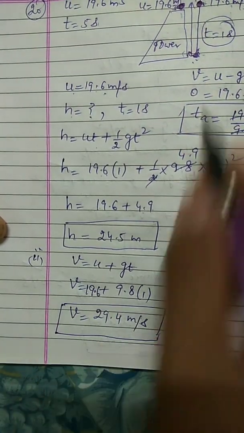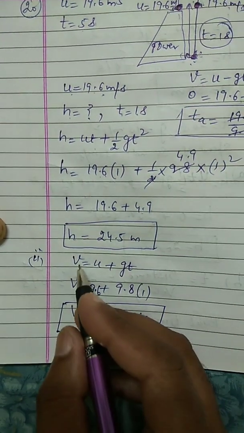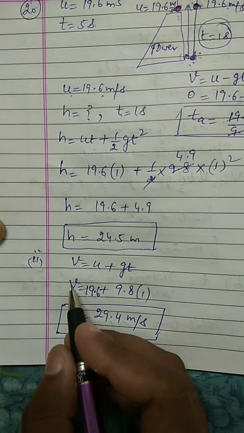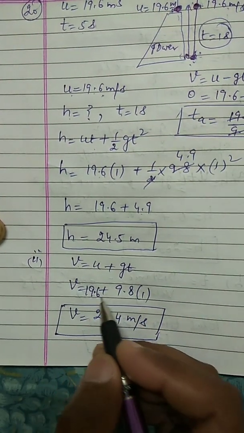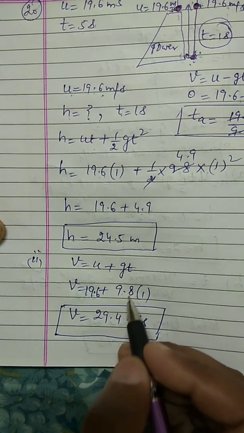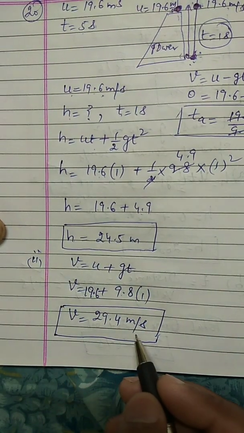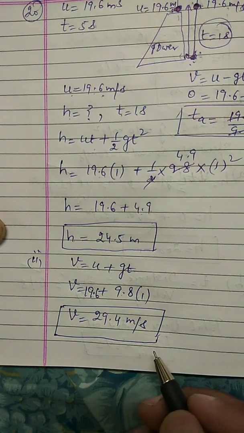Second is final velocity with which it will strike the ground. So v is equal to u plus gt. Again, this vertical downward motion I will consider. So v is equal to u is 19.6 plus gravity is 9.8. Time is 1 second. 19.6 plus 9.8 is 29.4 meter per second.